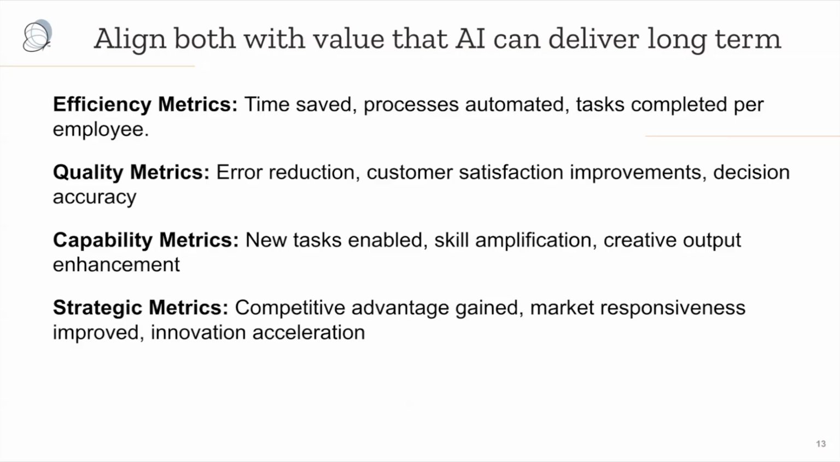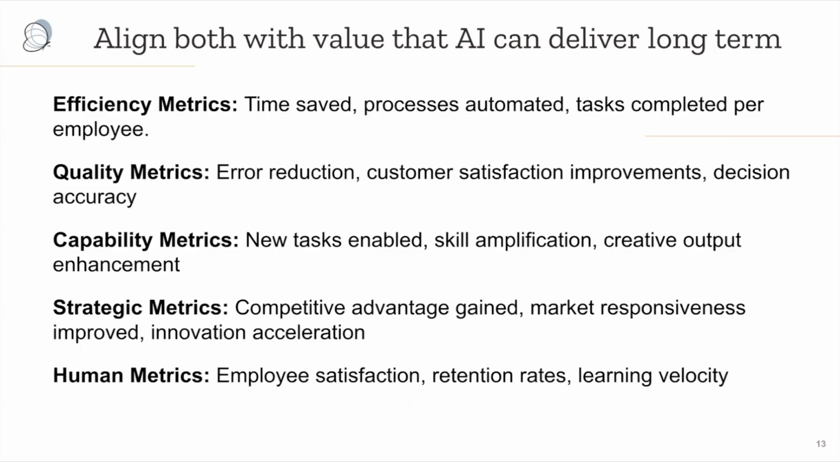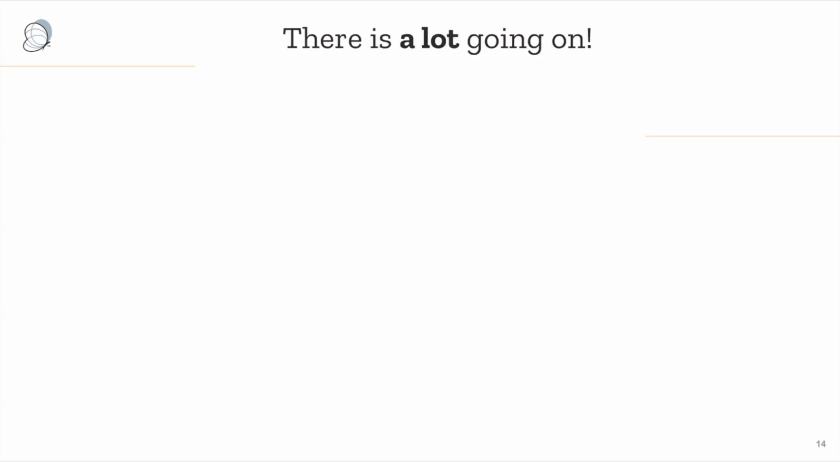There's also strategic metrics. Have I gained some competitive advantage? Is the market liking me more? Am I innovating faster than my competitors? And then again, very important, how do our employees like it? So it potentially is not satisfying if the employee is performing some task and they have an AI helping them and they're just sort of babysitting the AI all day. They're getting it done faster, but their work is more boring and more mind-numbing. So are the employees satisfied? Are we keeping employees? Are they learning new skills?